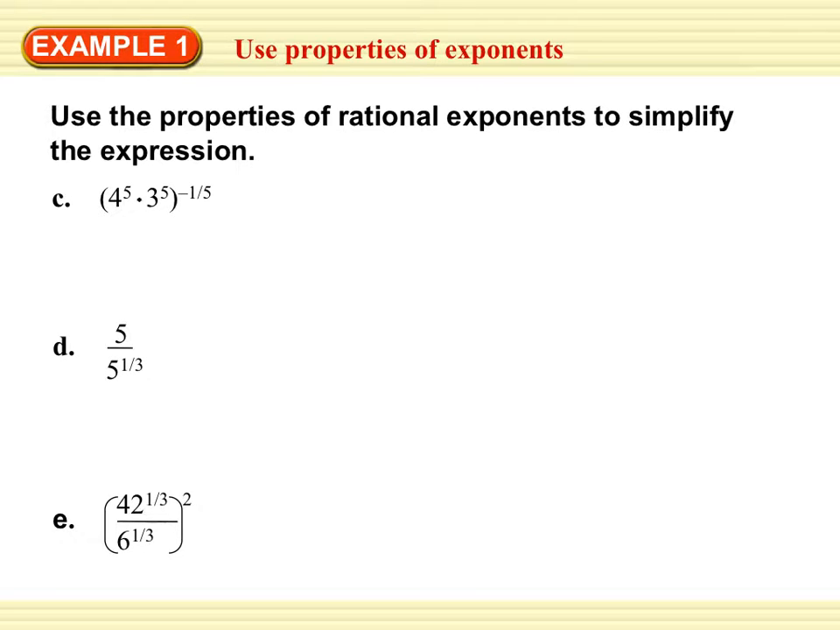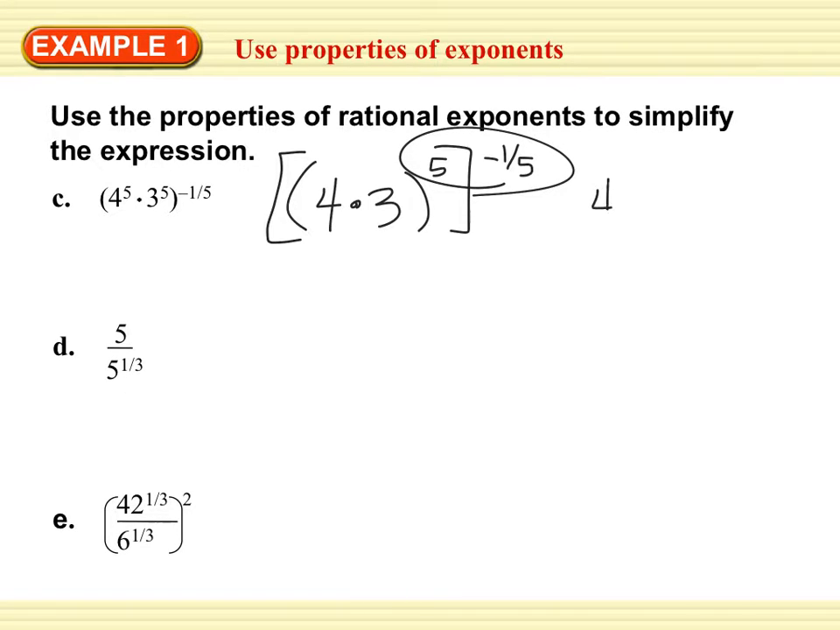Okay, still working through. Now I'm going to distribute that -1/5 if I would like. I do see that these are both to the 5th, so I'm actually going to factor that out first. So 4 times 3 all to the 5th power. I can't lose that -1/5. Oops. I now have a power to a power, so I can multiply these. So I get 4 times 3, 5 times 1/5 is 1. So I have -1. That is, when I have a negative exponent, I drop it to the denominator. 4 times 3 is 12. And I have my final answer.